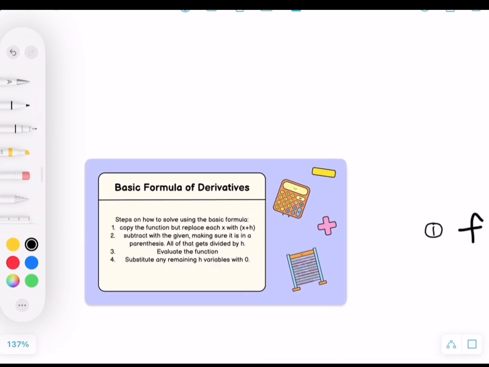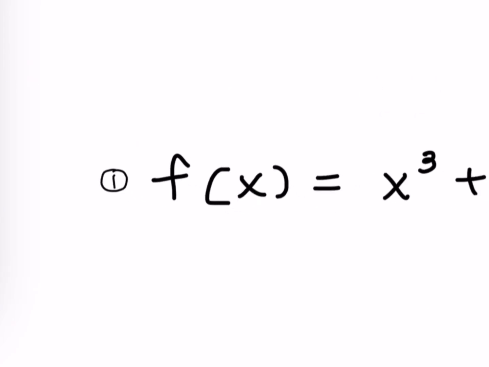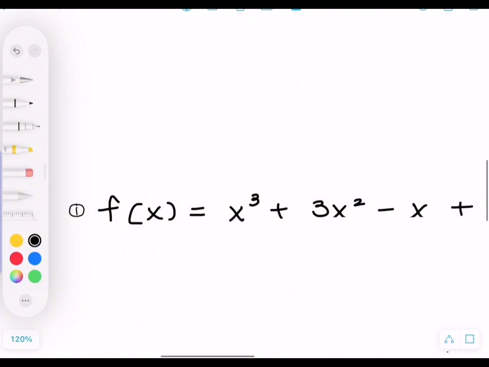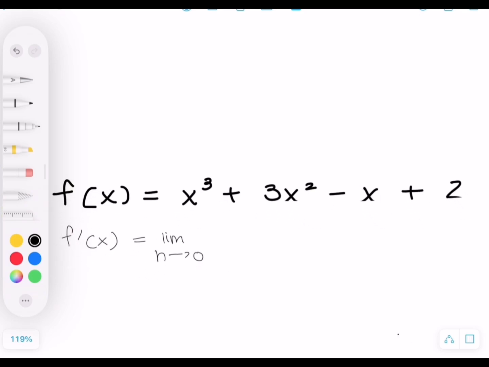So the first step is to copy the function but replace each x with x plus h. So all x's present here must be replaced with x plus h. So you copy the given first. Then replace all x's with x plus h.